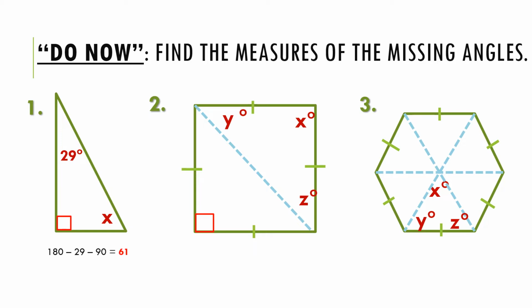Number one, remember with triangles, we're always subtracting from 180. So just do 180 minus 29 and then minus, don't forget to subtract this 90-degree angle here. And that leaves us with 61 degrees for x right there.